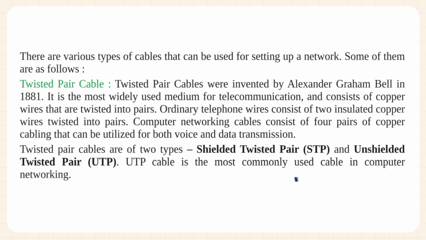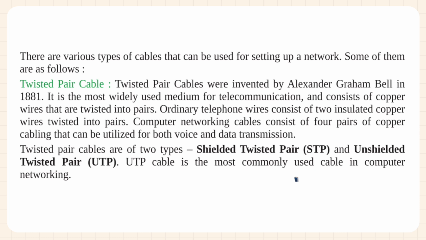There are various types of cables that can be used for setting up a network. Some of them are as follows. Twisted pair cable. Twisted pair cables were invented by Alexander Graham Bell in 1881. It is the most widely used medium for telecommunication and consists of copper wires that are twisted into pairs.